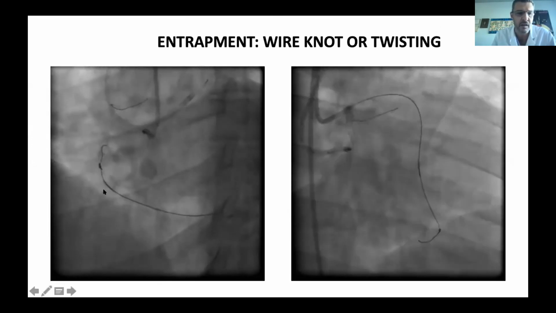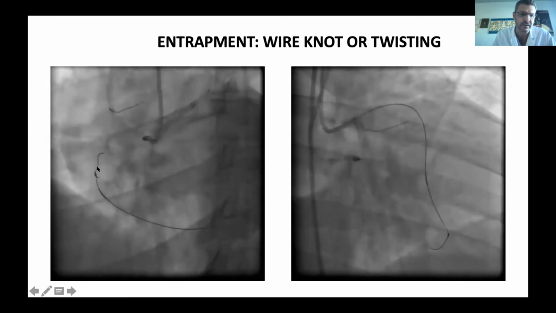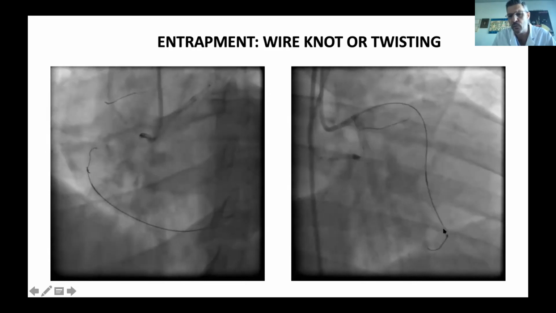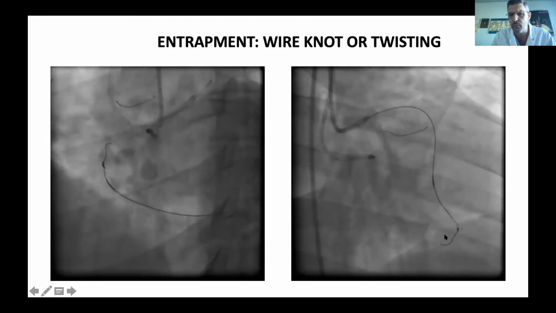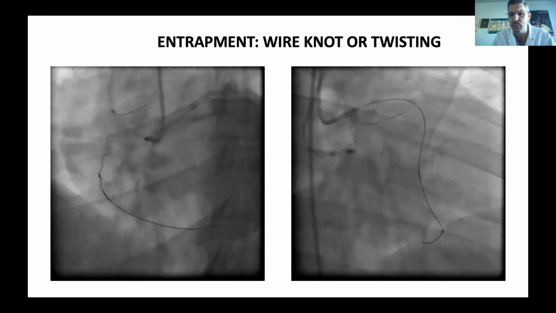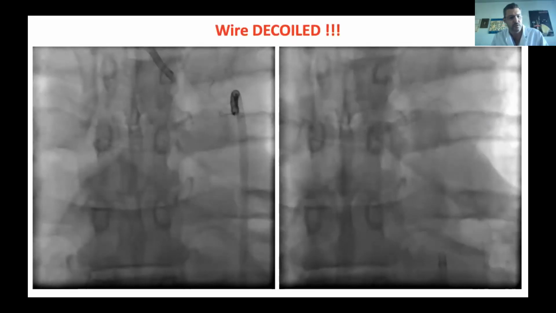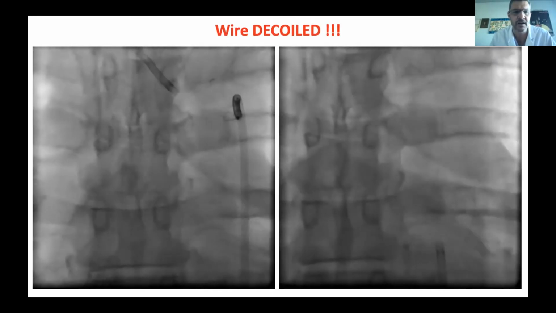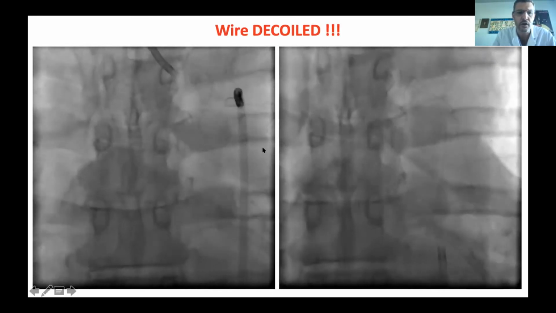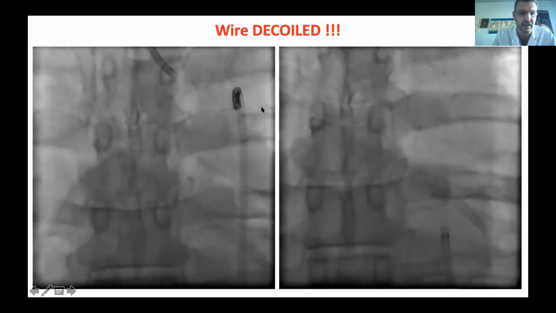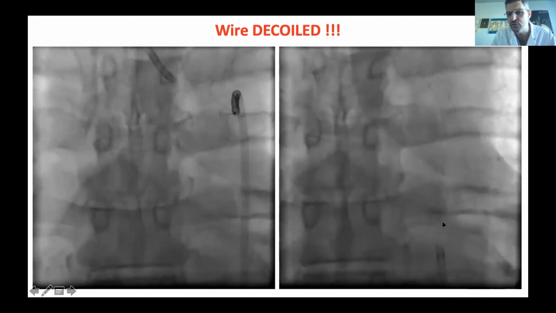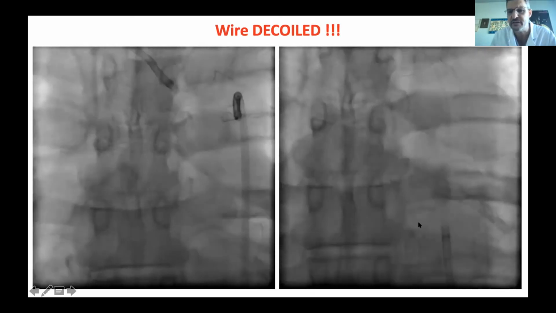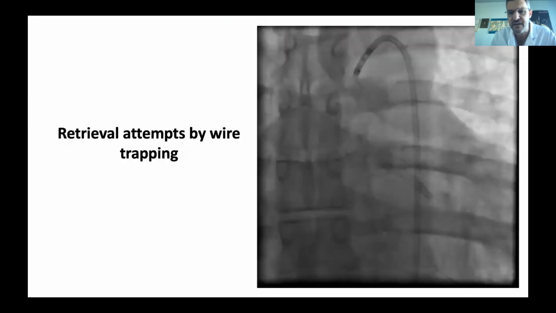This is another example of a retrograde wire knot. So the operator tried to remove the whole retrograde system, but the wire got stuck in the septal, so there was no way to remove it by pulling. So he tried to force the pulling, but finally he experienced wire decoiling. So you can appreciate here the coiled wire that is inside the cardiovascular system, and you should remove it because of the risk of thrombogenic effect if you leave this coiled wire inside the vessel, of course.